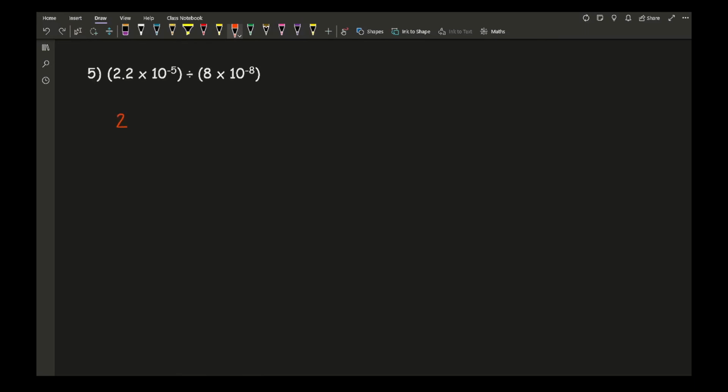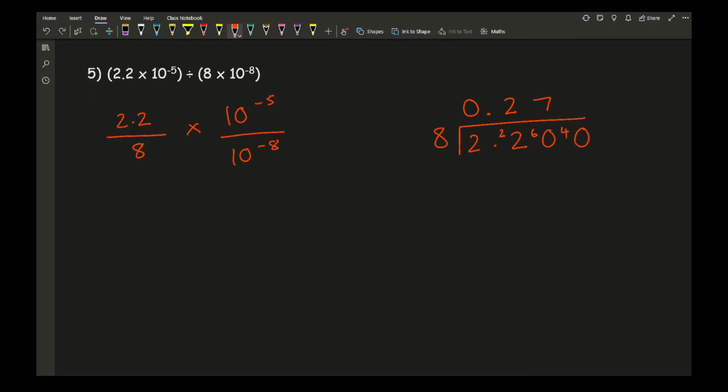So again, here I'm going to have 2.2 over 8 times 10 to the power of minus 5 over 10 to the power of minus 8. So again, 2.2 divided by 8. Now again, if you're not too sure, we can just treat it like this. So 8 goes into 2, none, so I carry the 2. How many 8s go into 22? That's going to be 2, remainder 6. How many 8s go into 60? That's going to be 7, remainder 4. And then how many 8s go into 40? That's going to be 5. So it's 0.275 times 10.